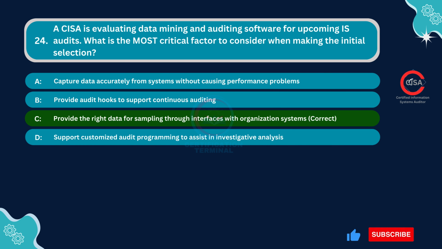Having access to the right data is fundamental for conducting effective audits. Software that can seamlessly interface with organization systems to retrieve relevant data for sampling ensures that auditors have access to the necessary information to assess the effectiveness and integrity of the information systems. Without access to the right data, audits may lack the depth and accuracy needed to identify potential risks, vulnerabilities, or compliance issues within the organization. Therefore, prioritizing software that facilitates easy access to relevant data is essential for successful information security audits.